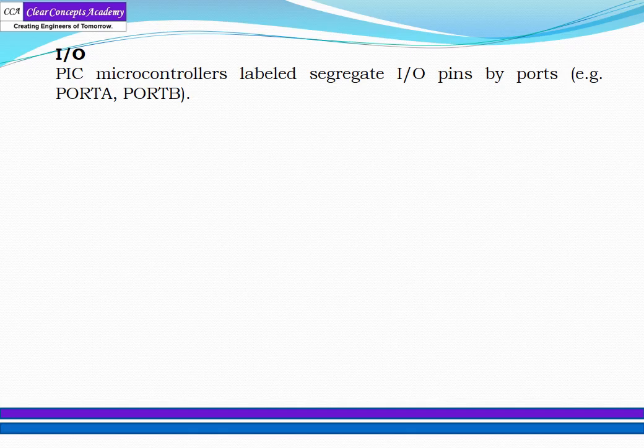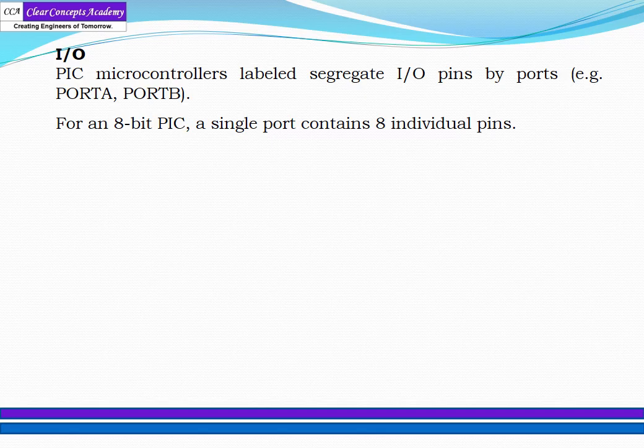Then with respect to IO, that is input and output, PIC microcontrollers segregate IO pins, that is input output pins, by ports, that means port A, port B. The PIC microcontrollers have many input output pins on the ports. These pins are available on different ports like port A, port B, port C. We will see this in detail when we learn PIC microcontrollers. What is the port and what are the IO pins, we will definitely go into detail during our study of PIC microcontrollers.